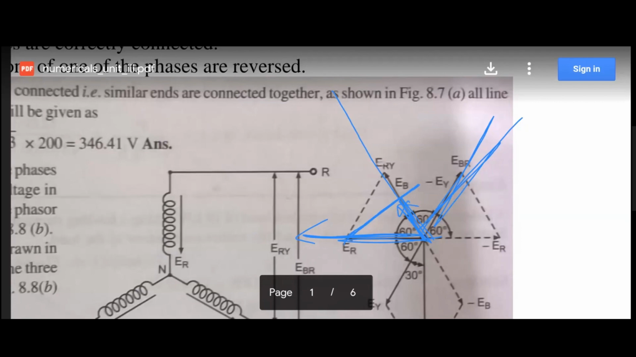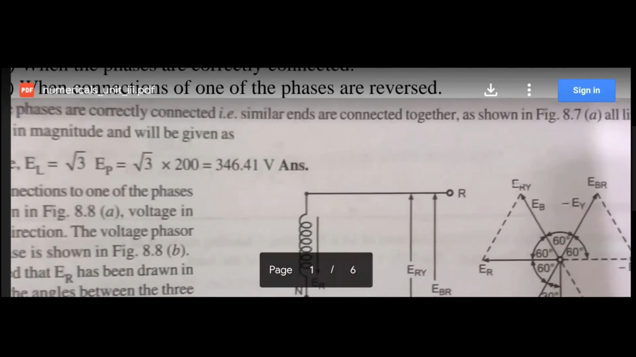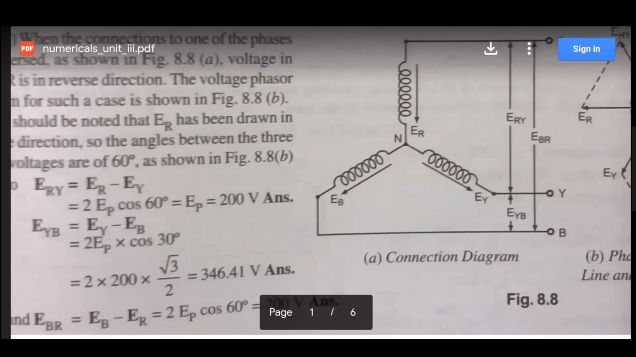Similarly, if we drop a perpendicular here, we have to calculate the same formula. EP cos 60 is along the line voltage. So EP cos 60 plus EP cos 60 is 2 EP cos 60, and cos 60 is half. So half and 2 will cancel out and it will be EP. So our answer is 200 volts.